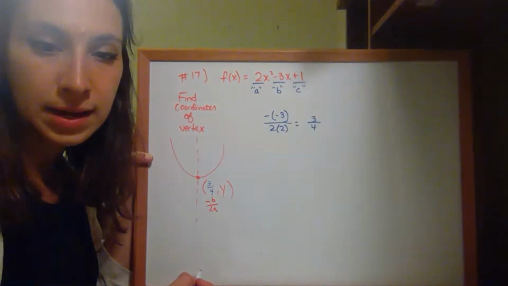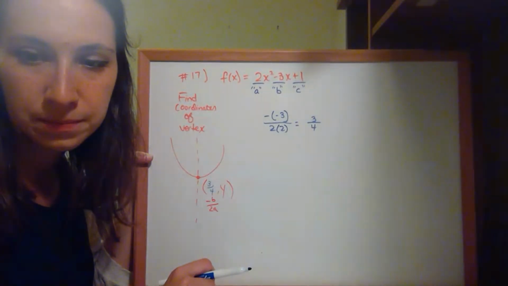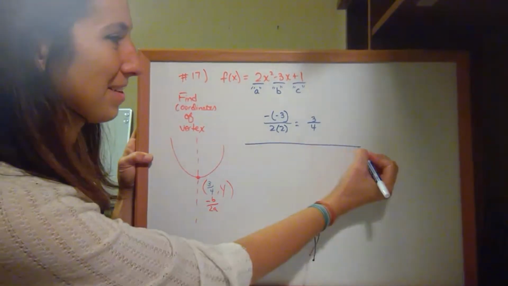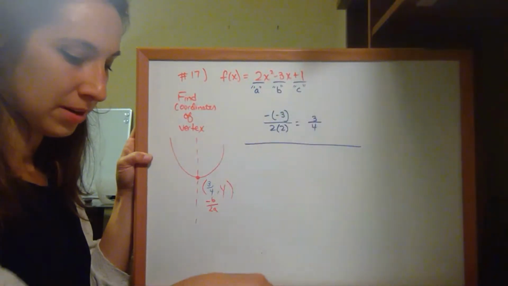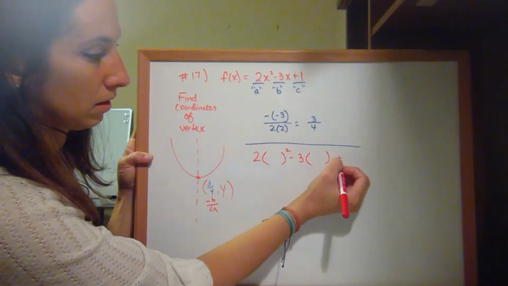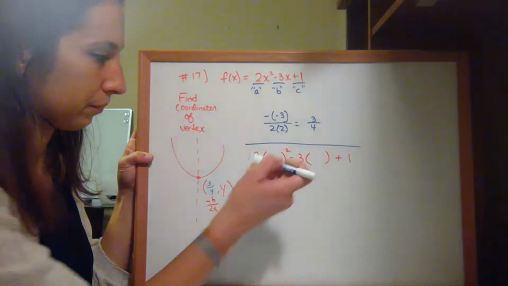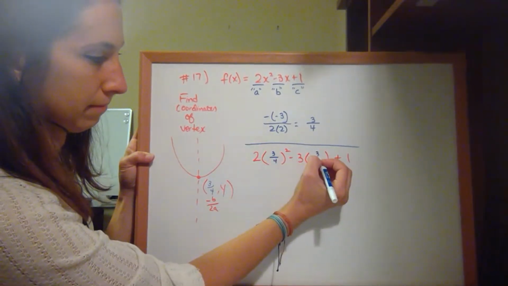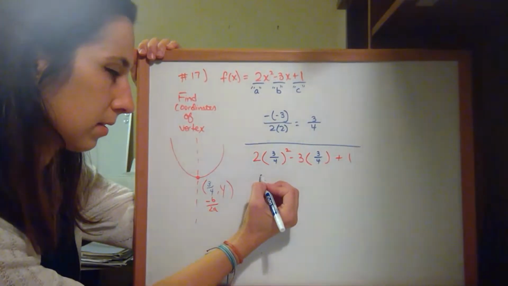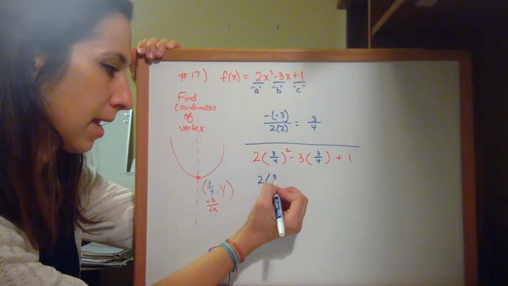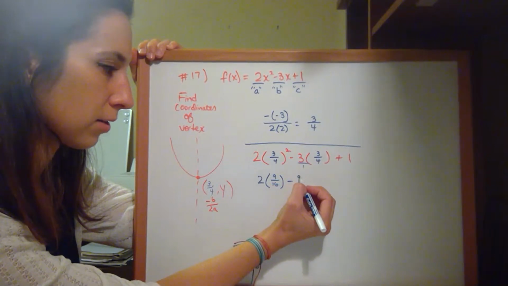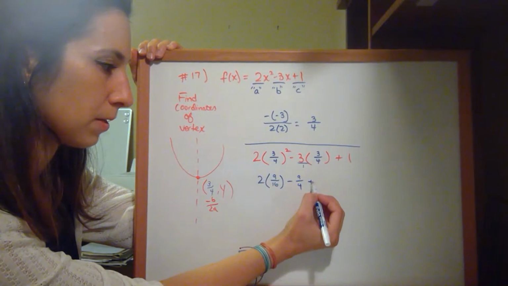And now to get y, it's good old-fashioned substitution. Okay, so I'm going to substitute 3/4 into the function. All right, let's make way for this. Okay, so here I go. We have to square this first. That's going to be 2 times 9/16 minus, this is like a multiplication of fractions, so 9/4, and then plus 1.